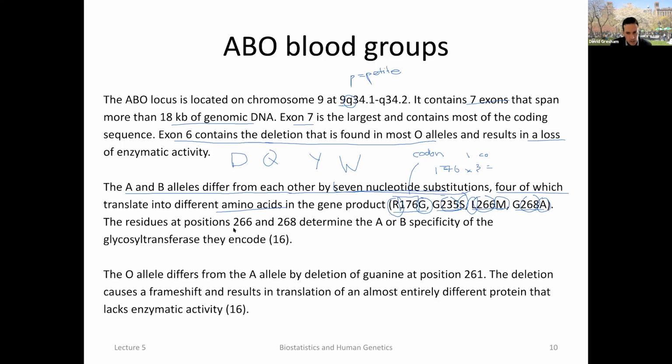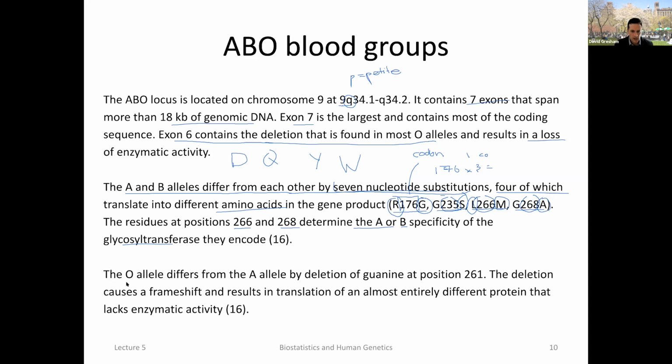And if we read on, we see that it's only positions 266 and 288 that determine whether you are A or B. So that's pretty amazing. There are only 2 amino acid differences that determine whether you're an A blood type or a B blood type, and that's because they determine the enzymatic activity of the glycosyltransferase.